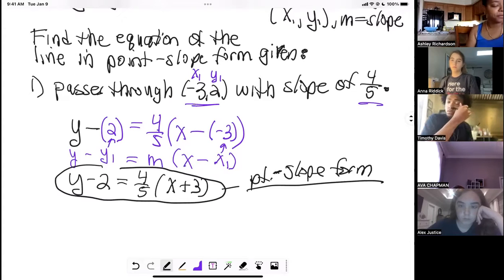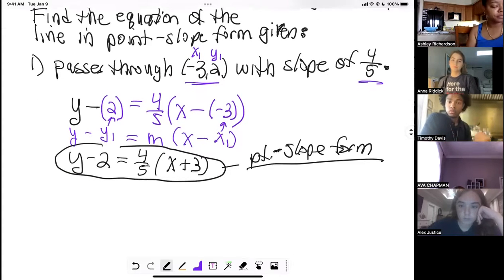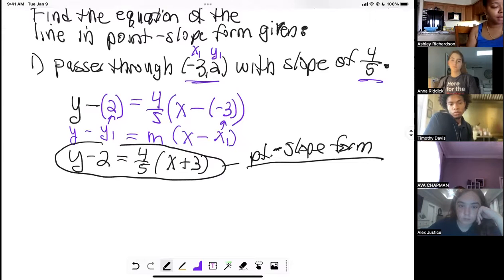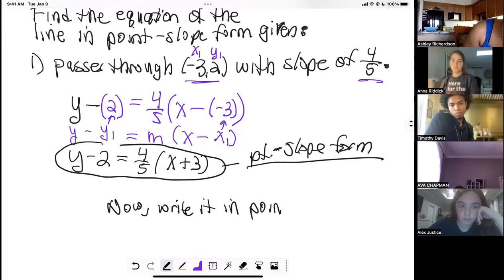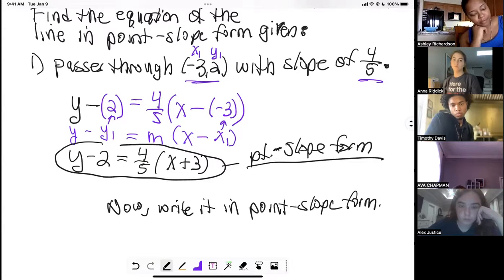And that's a great segue, actually. So if I gave you this equation, and I said, now write it in point slope form, I would do exactly what you said. I would distribute it, combine like terms, and then get it y equals mx plus b. We're not doing that yet. We're just leaving it like this.